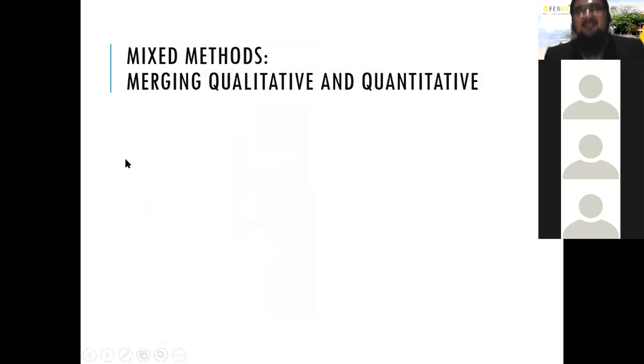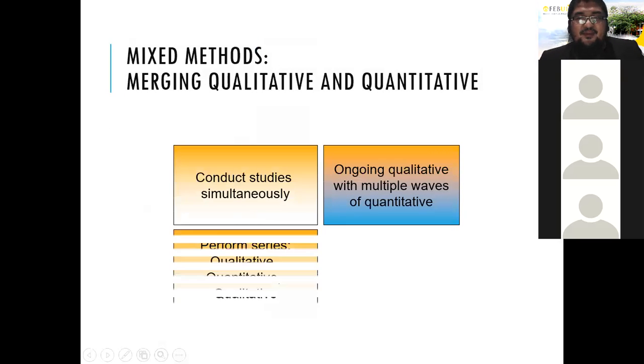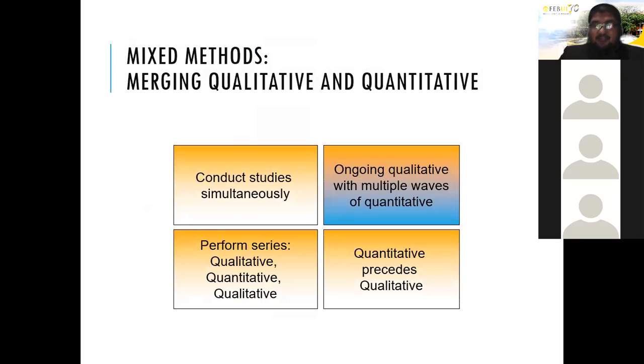Okay. This is the important part. I've mentioned that quantitative and qualitative are complementary, but then the next question is how to merge qualitative and quantitative. There are 4 ways of mixing quantitative and qualitative.